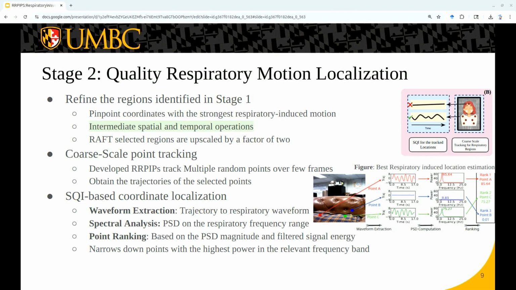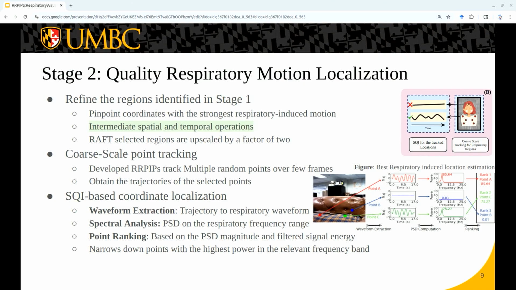Then we apply extract respiratory waveform from the displacement pattern. We compute power spectrum density to estimate each point's signal quality index, and finally we rank these points based on their respiratory signal merits. This process further filters out the selected points and gives us only those points that correspond to most breathing in a video.